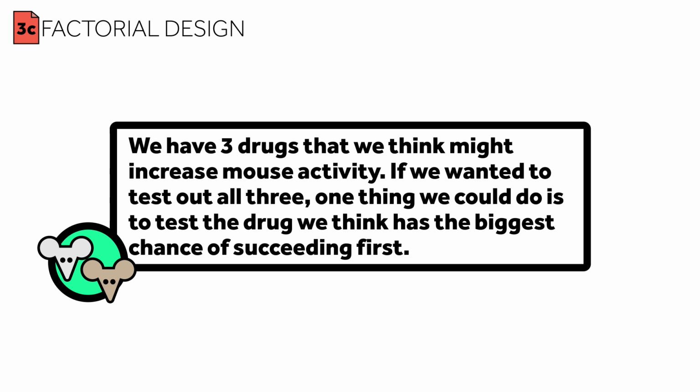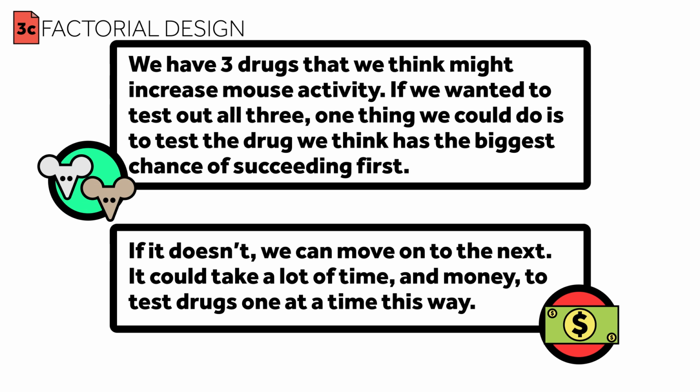If we wanted to test out all 3, one thing we could do is to test the drug we think has the biggest chance of succeeding first. If it doesn't, then we can move on to the next. It could take a lot of time and money to test drugs one at a time this way. But what if the first drug had worked? Do we stop after one success and potentially miss an even bigger success later on? We also can't see if there are interactions.